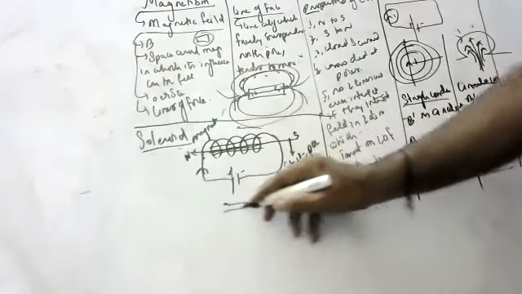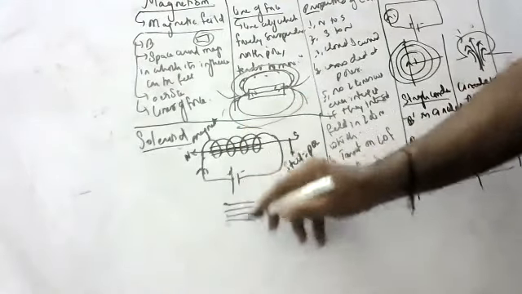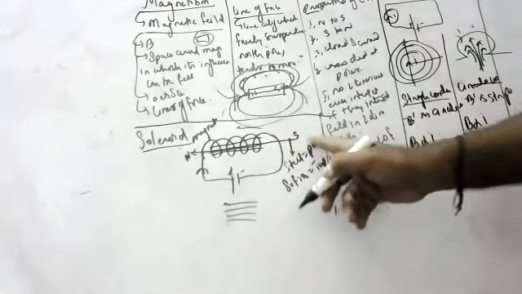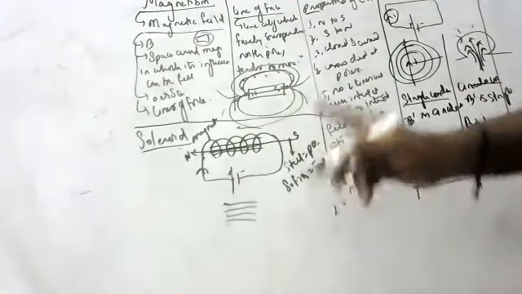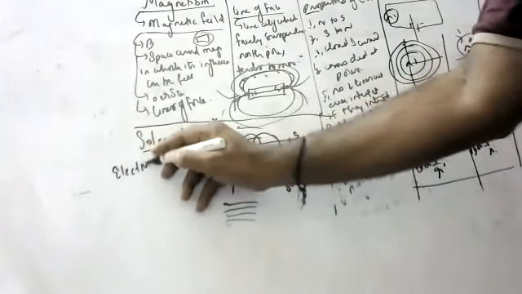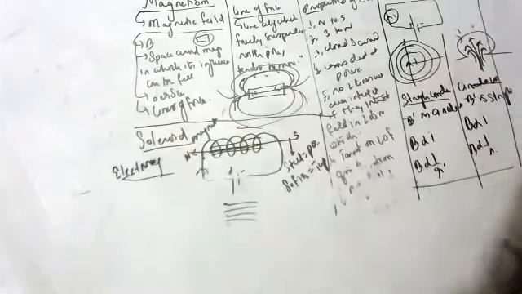A uniform magnetic field is represented by parallel lines of force. If you put steel, you'll get a permanent magnet. If you put soft iron, you'll get a temporary magnet. Temporary magnets are called electromagnets. What is an electromagnet?